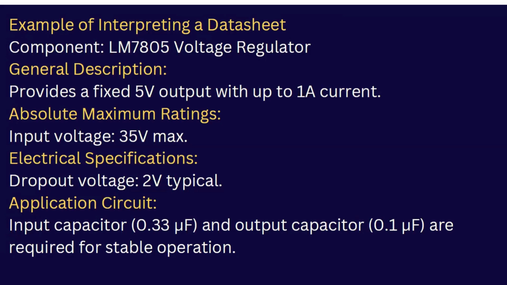The absolute maximum rating is 35 volt. You cannot give more than 35 volt to the input of this particular IC. Dropout voltage is 2 volt typically. In the application circuit, the input capacitance is 0.33, that you have to connect. At least 0.1 microfarad is required to stabilize the operation, right? So on pin number 1 and pin number 3 of this regulator IC, you have to use these capacitors so that it functions properly. So this is just an example.